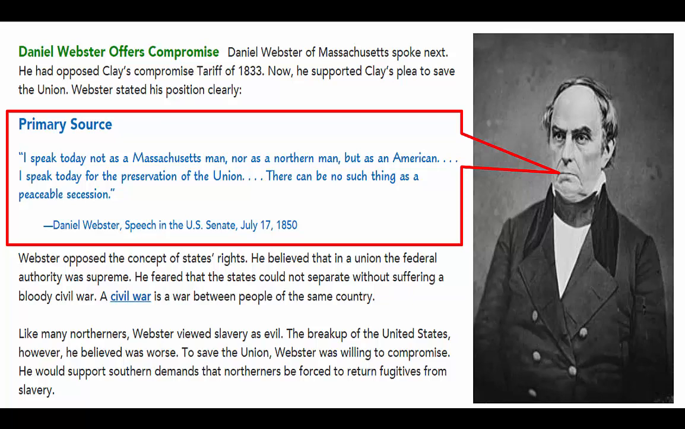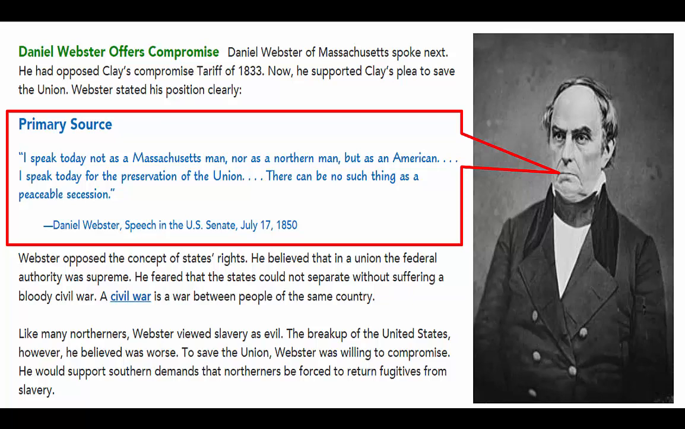Primary source, Daniel Webster, 1850, speech in the U.S. Senate. I speak today not as a Massachusetts man, nor as a Northern man, but as an American. I speak today for the preservation of the Union. There can be no such thing as a peaceable secession.